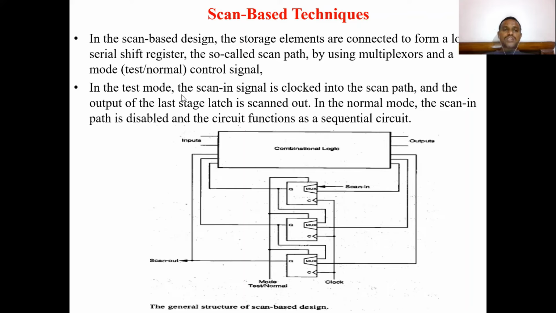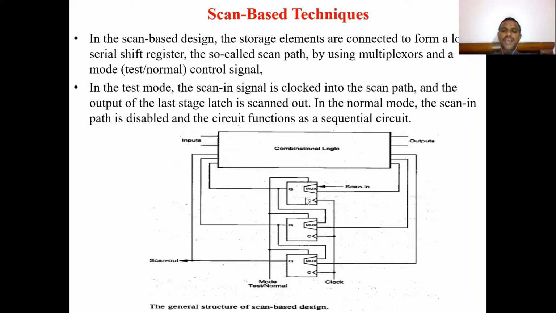So in the test mode, the scan in signal is clocked into the scan path and the output of the last stage is scanned out. In the normal mode, the scan in path is disabled. As I already told, we have two modes of the scan registers or scan-based techniques. The first one is test mode, in which the scan in signal is applied to the scan path.